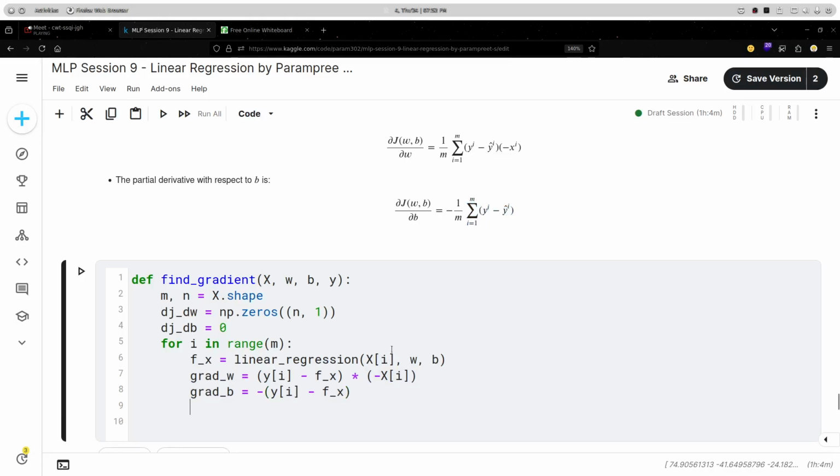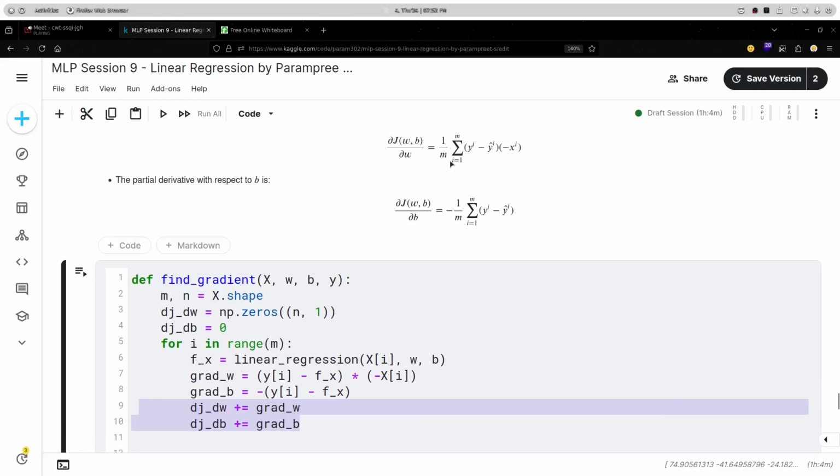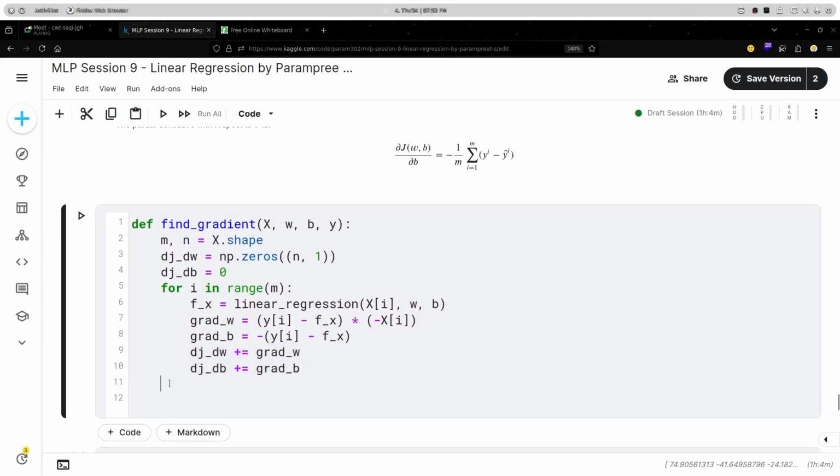Then we will add the gradients to the respective variables, so dj_dw plus equals grad_w, and dj_db plus equals grad_b. This is for all the training examples. We are summing it up, and after that we are dividing it by m, which is the total number of samples we have. Here you can see, and same for the b.